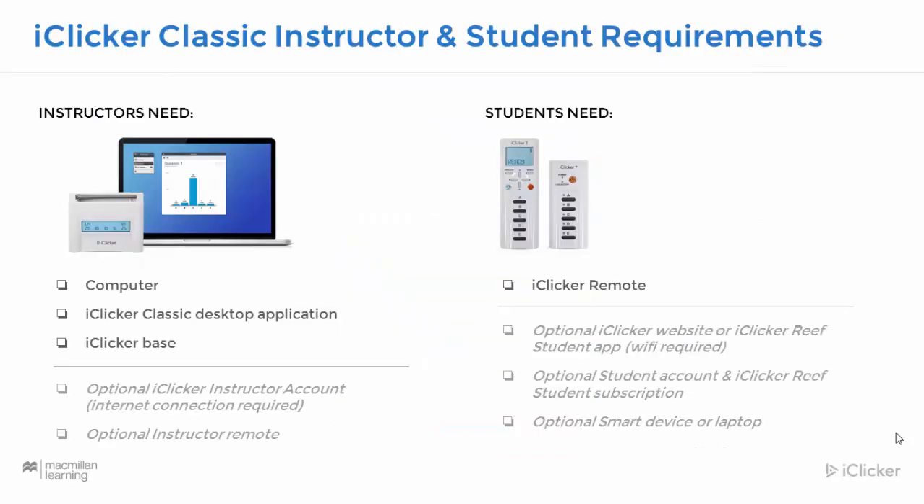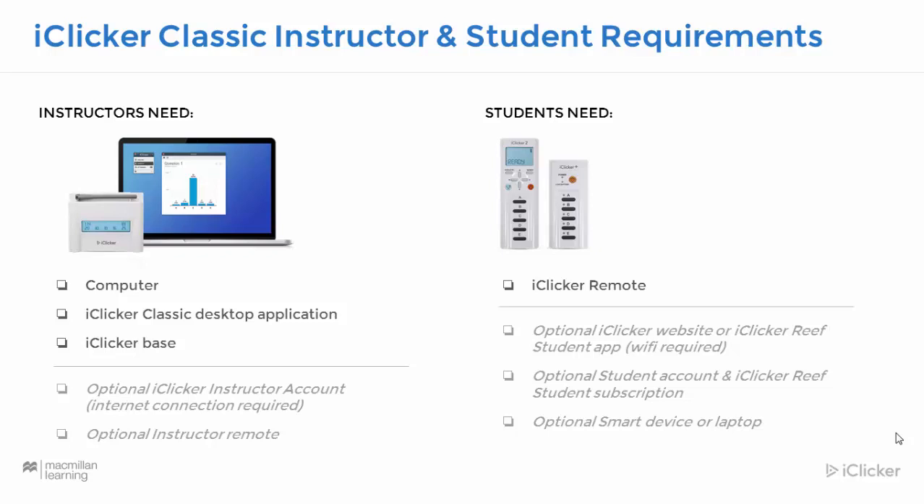If iClicker Classic is the right solution for you and your students, here's all that's required to bring it into your classroom. For you, the instructor, iClicker Classic requires a computer, the iClicker Classic desktop application, and the iClicker base. An instructor account is optional, though it makes it easier to access your class data. The blue instructor remote is an optional item that allows you to move around your classroom. It gives you the ability to start and stop polls. It can also control your PowerPoint presentation, and it comes equipped with a laser pointer, giving you the ability to teach from anywhere in your classroom.